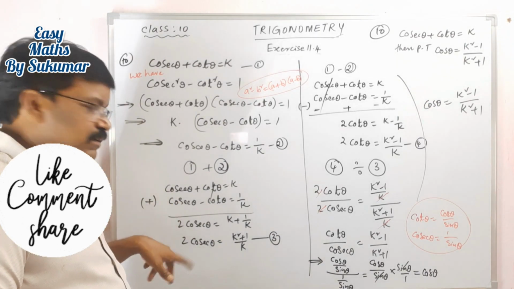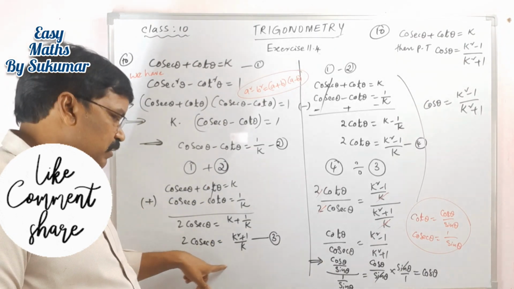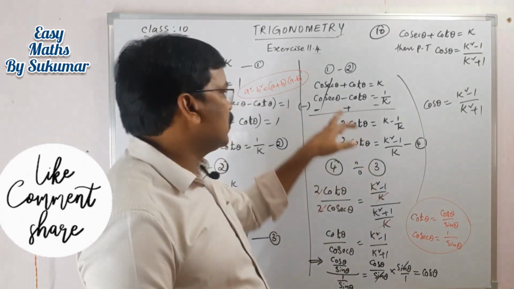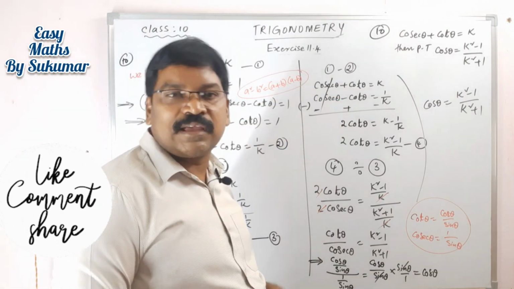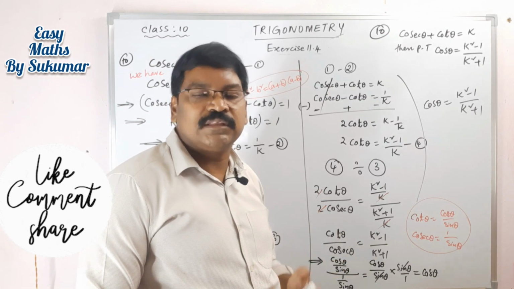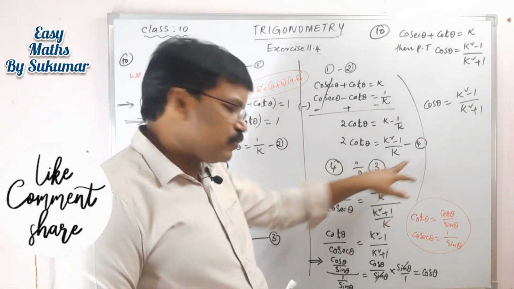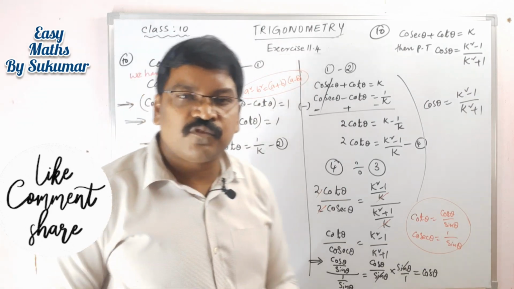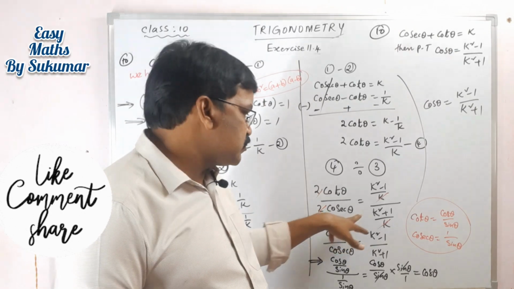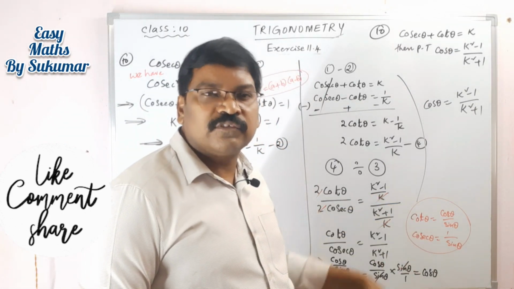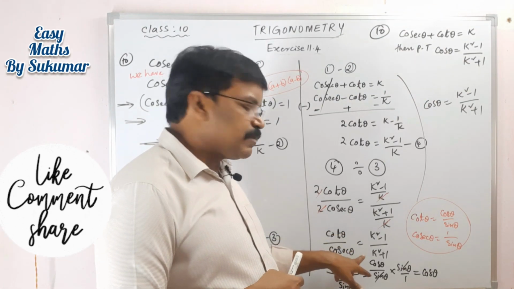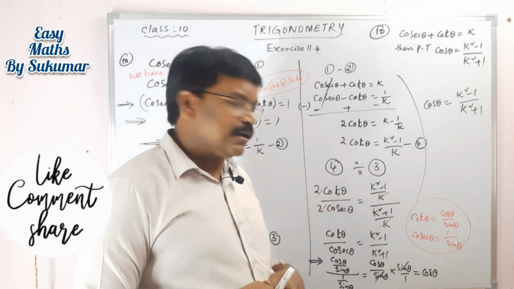Just by adding here, these two cot thetas are cancelled. 2 cosecant theta is (k square plus 1) by k. By subtracting equation 2 from equation 1, both cosecant thetas are cancelled. Now 2 cot theta is equal to (k square minus 1) by k. Then what I did here? This is equation 4 and this is equation 3. Let us divide equation 4 with equation 3. That means 2 cot theta by 2 cosecant theta is equal to ((k square minus 1)/k) by ((k square plus 1)/k). K both get cancelled, 2 cancelled. Finally cot theta by cosecant theta is equal to (k square minus 1) by (k square plus 1).